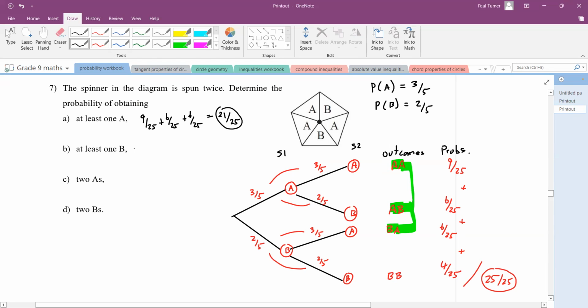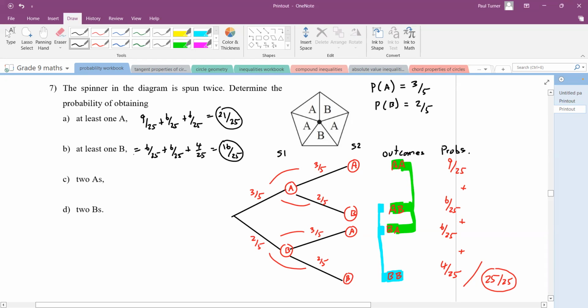So at least one B. So where is that? Well, two B's is fine. And then these two here as well. So these are the 3 probabilities we need for that one. So that would be 6 on 25 plus 6 on 25 plus 2 B's, which is also fine, and that's 4 on 25. That's going to be 16 on 25 for the chance of having at least one B.